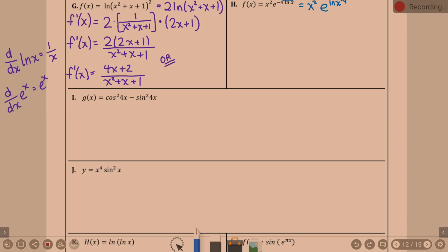Do you remember anything about e to a natural log power? 1 over 1. No? No. Well, it depends. So here we have e, and remember natural log is also base e, yes? Yeah. And when this base and this base are the same, basically they cancel and you're equal to whatever you have inside the log, which is x to the negative fourth. So this could actually be rewritten as x squared times x to the negative fourth.